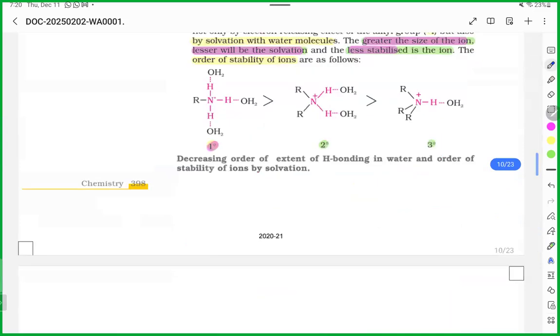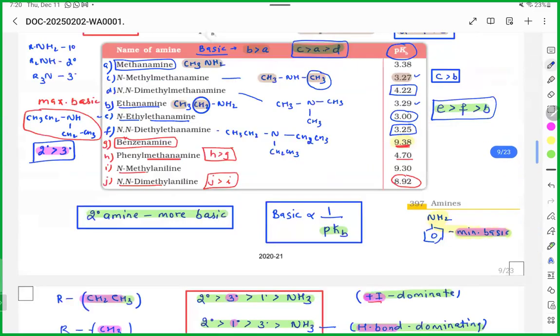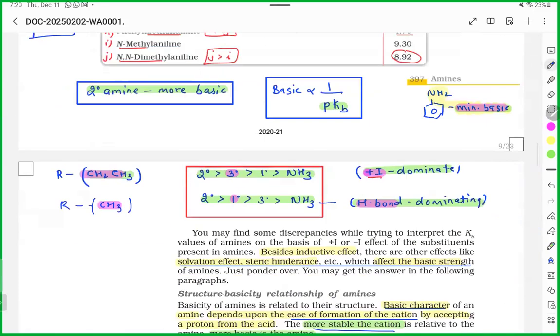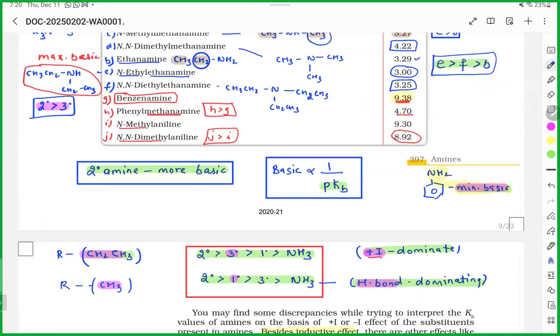So, comparison of secondary and ammonia. Ammonia will be the least. Secondary is always greater. Out of primary and tertiary, which one is greater?